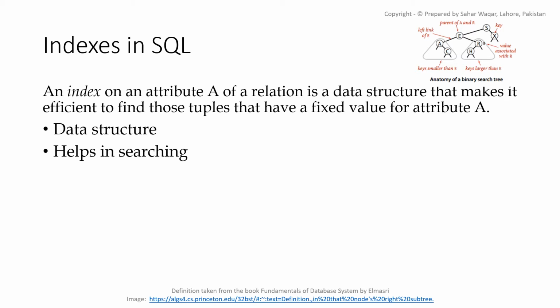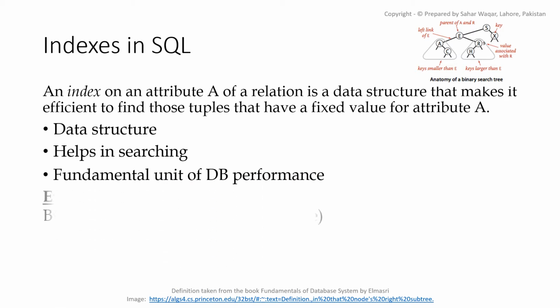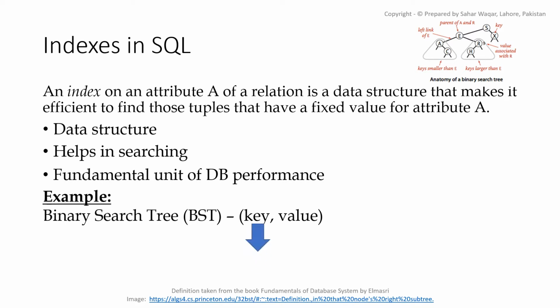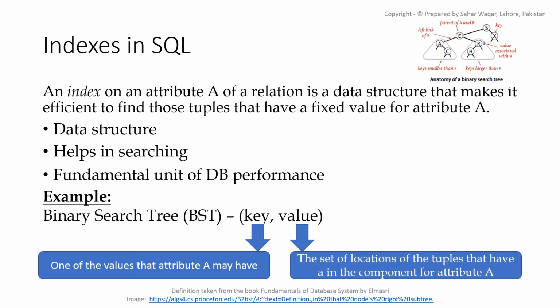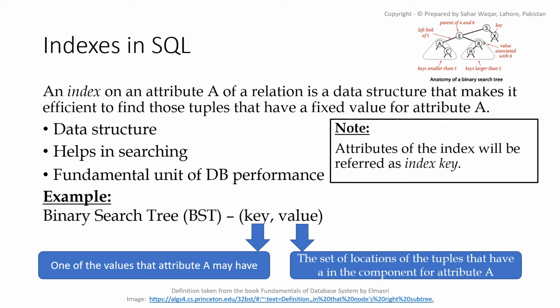It is, as I said, a data structure that holds key value pairs. Key is the value of the attribute, and the value is the set of locations of the tuples that have the value of the attribute. For example, if I have a relation of students with three attributes, name, gender, and registration number, and I choose to pick registration number as my index attribute, then a value of registration number, say 2018 CE10, is the key, and the value will be the location where this tuple is placed in the disk.